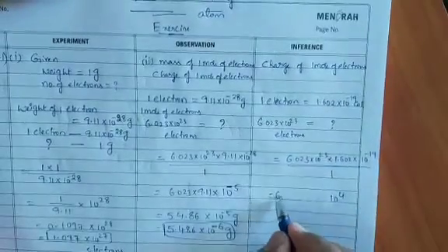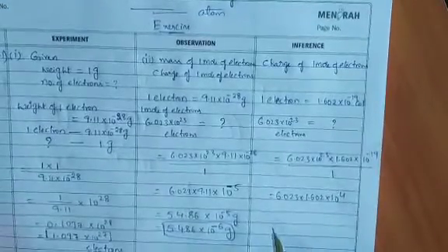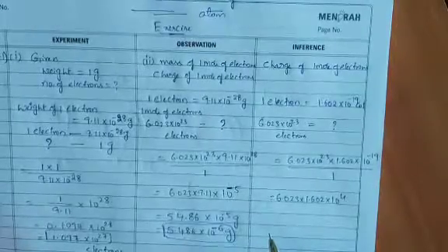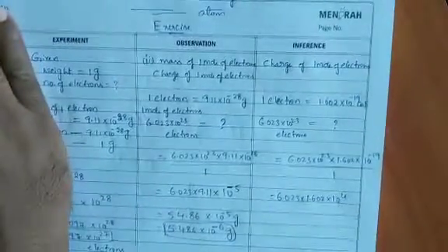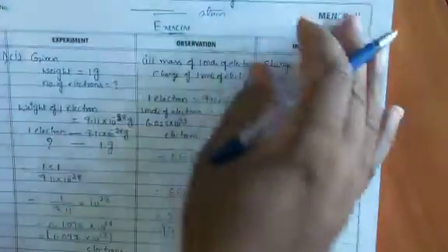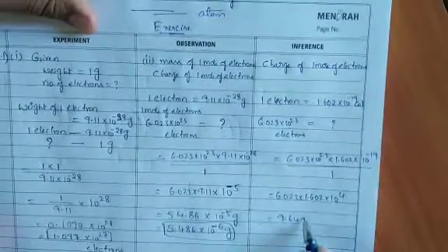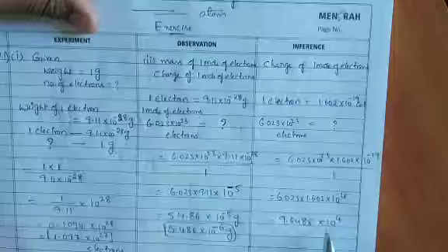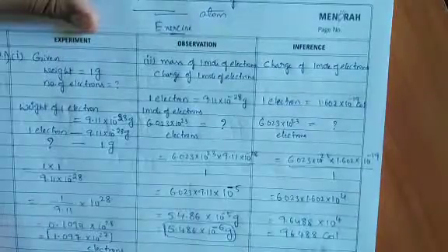Then these two values must be multiplied. 6.023 into 1.602 into 10 power 4. Let us see 6.023 into 1.602. 9.648, so it is equal to 9.6488 into 10 power 4. Correctly 4 digits are there, into 10 power 4. If you multiply, 96488 coulombs. Why did I write here coulombs?